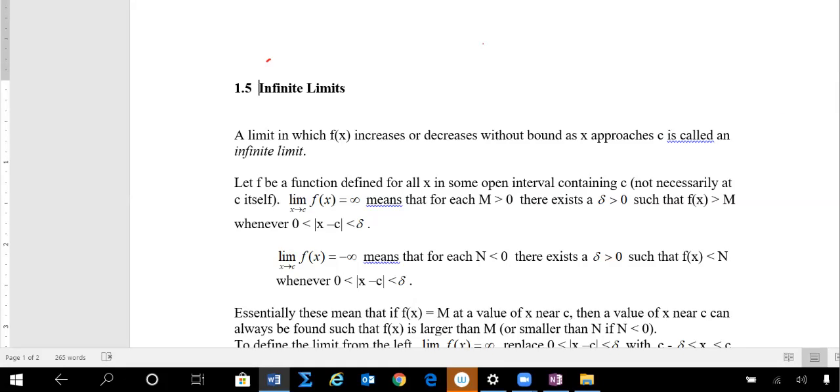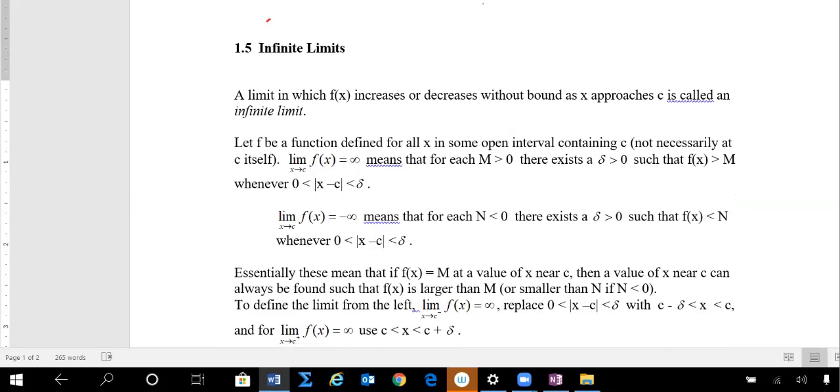Today we're going to talk about infinite limits. A limit in which f of x increases or decreases without bound as x approaches c is called an infinite limit. Here we have a sort of epsilon-delta definition for what this means. Essentially, it means that we can make the function value as large as possible, or as small as possible in the negative direction, just by getting closer and closer to the number c.